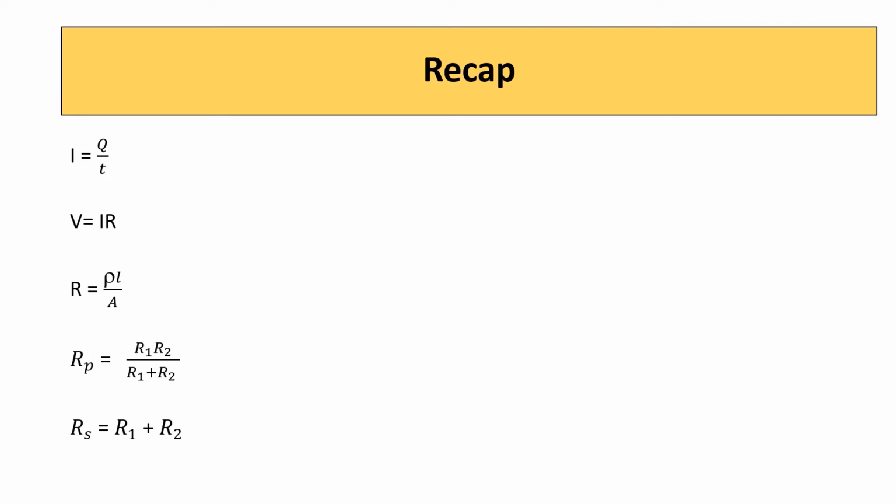I is equal to Q by T. Electric current is the rate of flow of electric charges. We learn in Ohm's law, V is equal to IR, where V is the potential difference, I is the current and R is the resistance. In resistivity, we learn the expression R is equal to rho L by A, where rho is the resistivity. And in series connection and parallel connection, to find out the equivalent value of resistances, for parallel connection it will be R1 R2 by R1 plus R2, and for series connection it is R1 plus R2. We have applied all these formulas in the numericals.